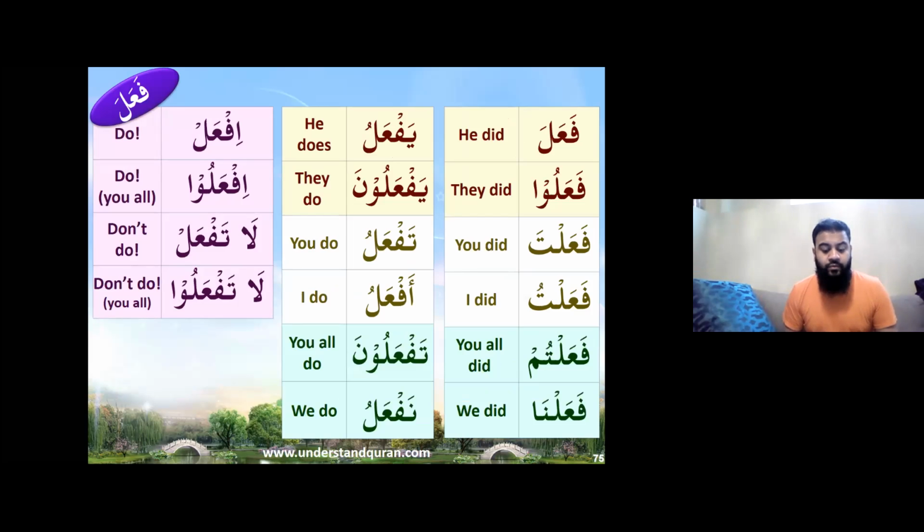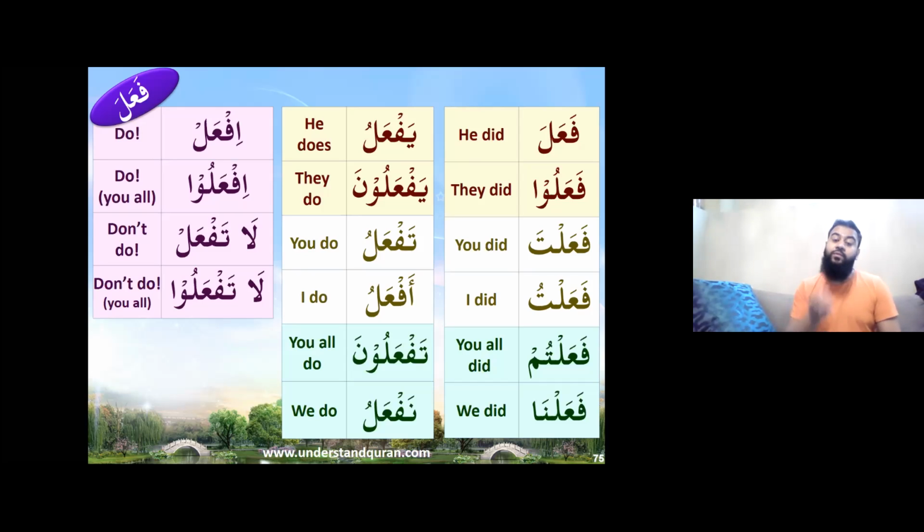All right, so very quickly, it's fa'ala, look, hand down here. Fa'ala, fa'alu, he did, they did. Remember, ta, tu, tum, na. So fa'alta, you did. Fa'altu, I did. Fa'altum, you all did. Fa'alna, we did. Now, for the middle, it's the mudari term. So my hand's no longer down here. It's up, right? I'm going to the future. So it's yaf'alu, yaf'aluna. He does or they do. Taf'alu, af'alu. You do or I do. Taf'aluna, naf'alu. You all do, we do.